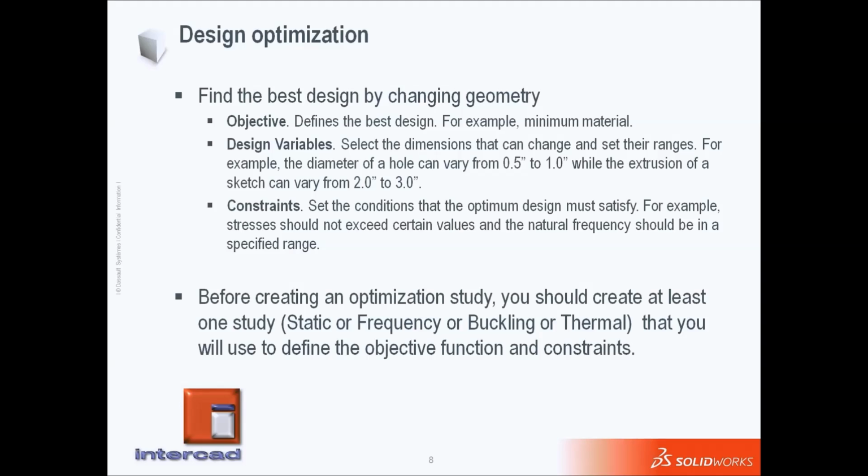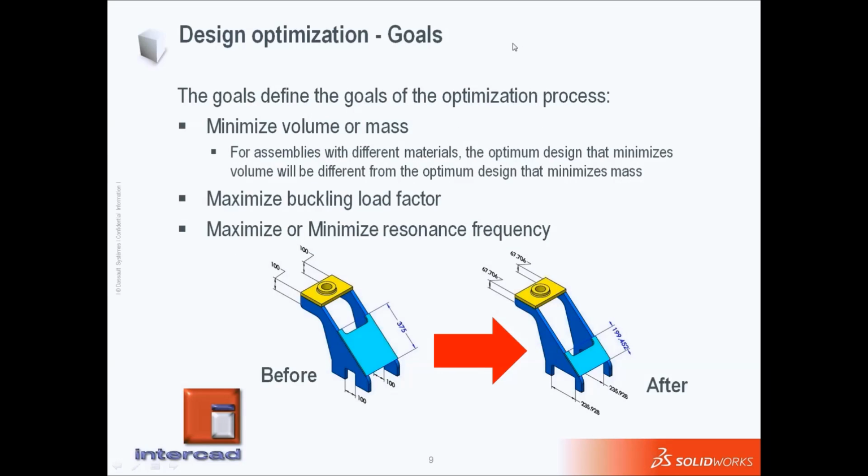One extra thing I would like to add is, like what you had in design exploration, we have to create a static case or frequency case or buckling case or thermal case beforehand, and then use that initial result to create your design optimization case. Let's explore more. First is about goals. The goals define the objectives of the optimization process. For example, minimizing volume or mass.